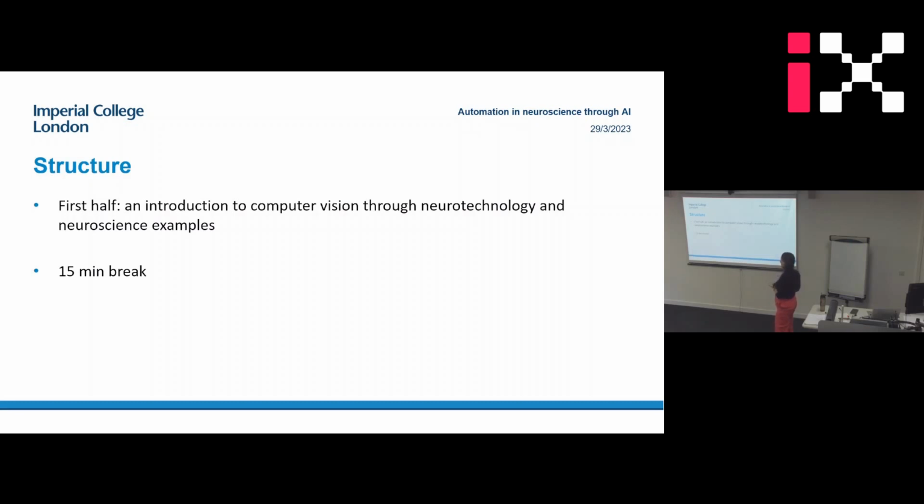Then we're going to have a small break, and then we're going to have a second half that's going to be a bit more practical. So we're actually going to look at some very easy code on how you actually implement, for example, image augmentation and even a small CNN. And we're going to be doing it through the lens of neuroscience.